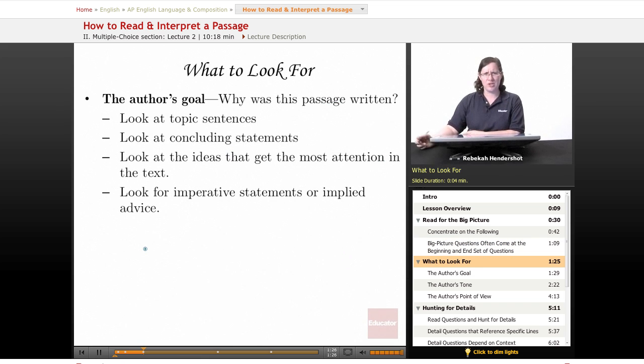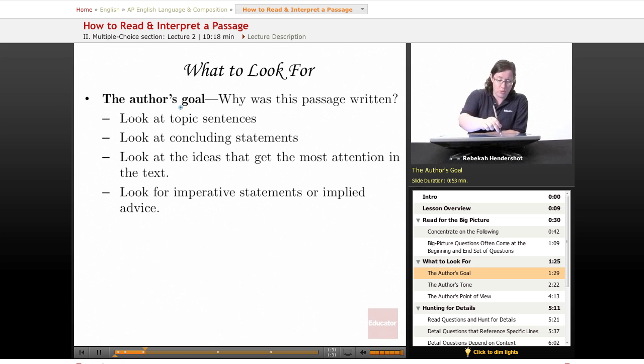So what do big picture questions actually ask for? What are we looking for? Well, begin by looking for the author's goal as you read the passage. Why was this passage written? Now, how do you find the goal? How do you find why they wrote? It's not like there's a little footnote saying, this is why I wrote this.